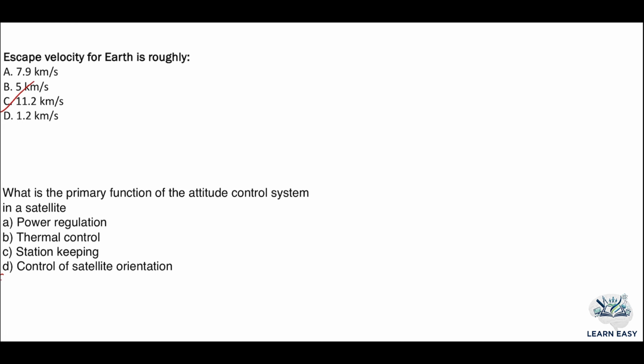So here the correct option is control of satellite orientation, that is option D. Now from the options we can see that power regulation is usually done with the help of the power subsystem in the satellite. Then thermal control is usually done with the thermal control subsystem. Station keeping is usually done by the orbital control subsystem. So these are the other subsystems' functions. So what is the primary function of ACS, that is the attitude control subsystem in a satellite? It is the control of satellite orientation.